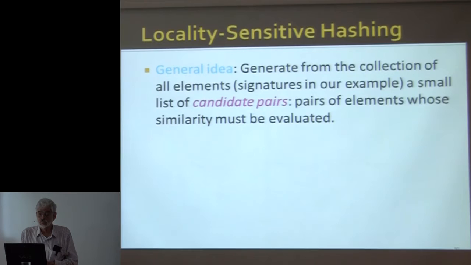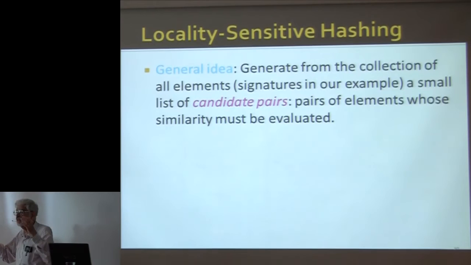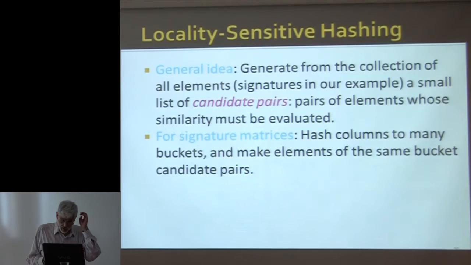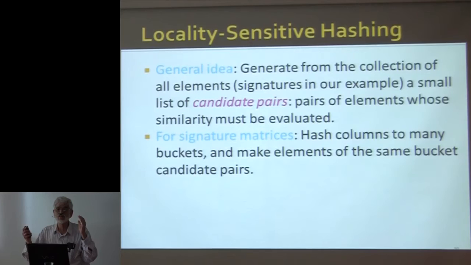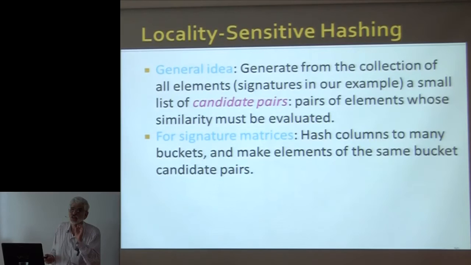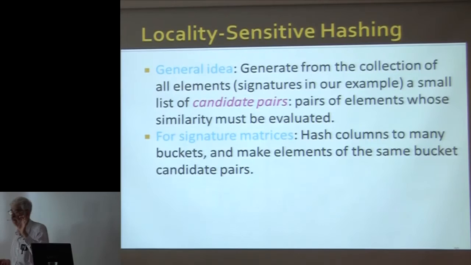Again, the general idea behind locality-sensitive hashing is that you want to come up with a relatively small list of candidate pairs that actually have to be checked for similarity. You don't want to have to do it for all pairs. Assuming that what I'm looking for is similar columns of the signature matrix, what I want to do is hash the columns using several different classical hash functions, and look at any pair of columns that winds up in the same bucket at least once.